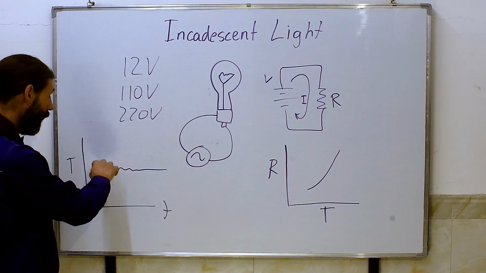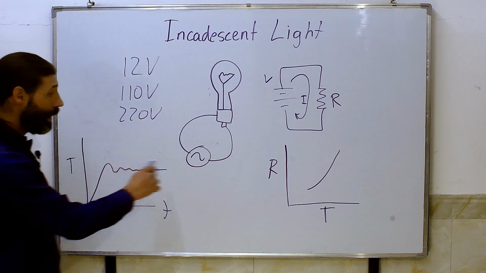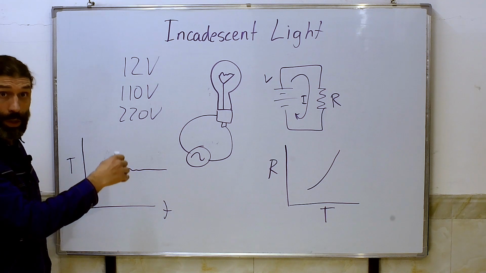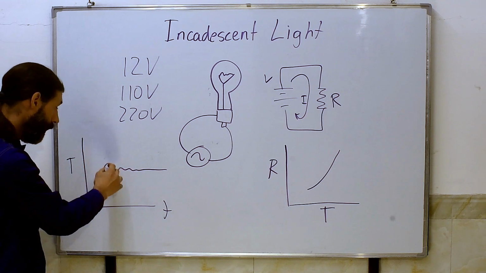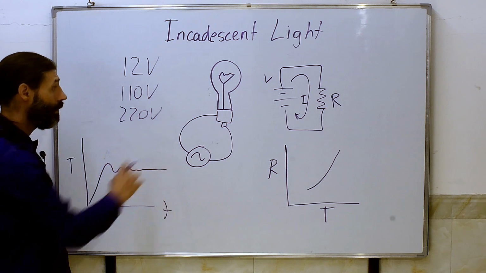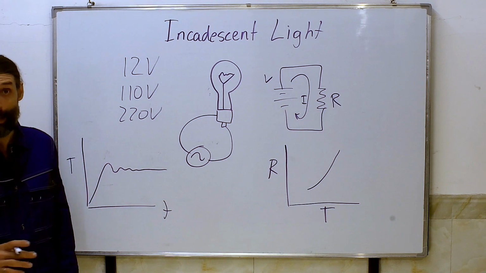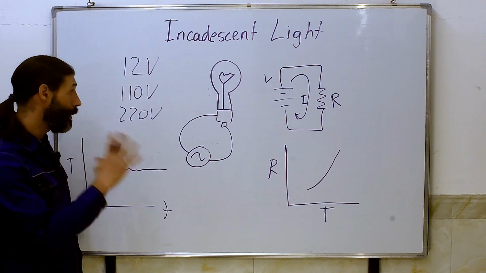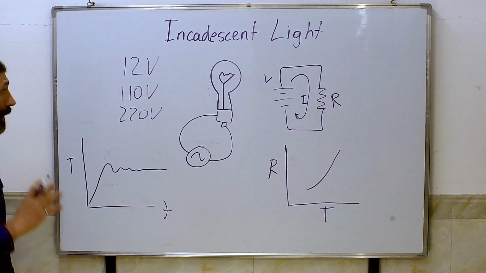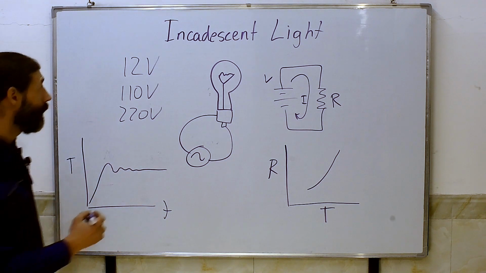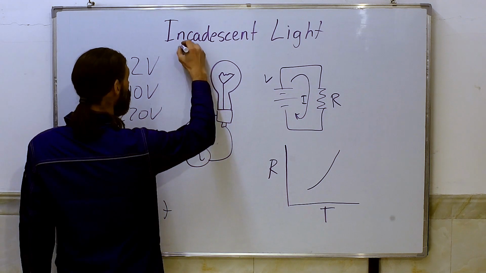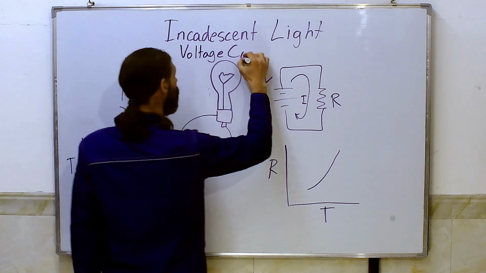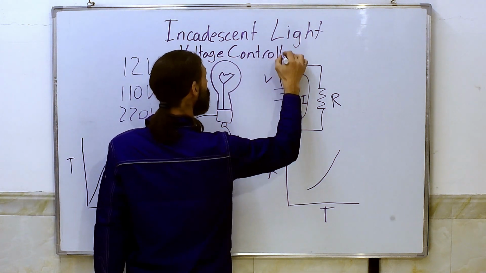As it goes a little high, the resistance goes up, which drops the current, which makes the temperature go down, and then it goes back up, it oscillates, and it very quickly finds a happy, steady state. It's never going to be in a runaway condition. And that is the beauty of an incandescent light, that they're self-regulating. And we can call that a voltage-controlled device, because all we have to do is give it the appropriate voltage, and it works.